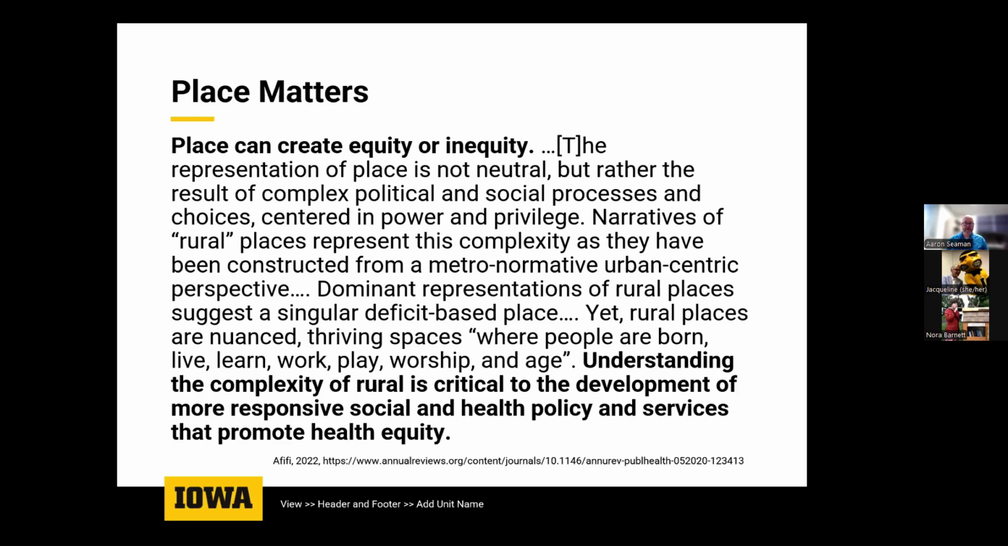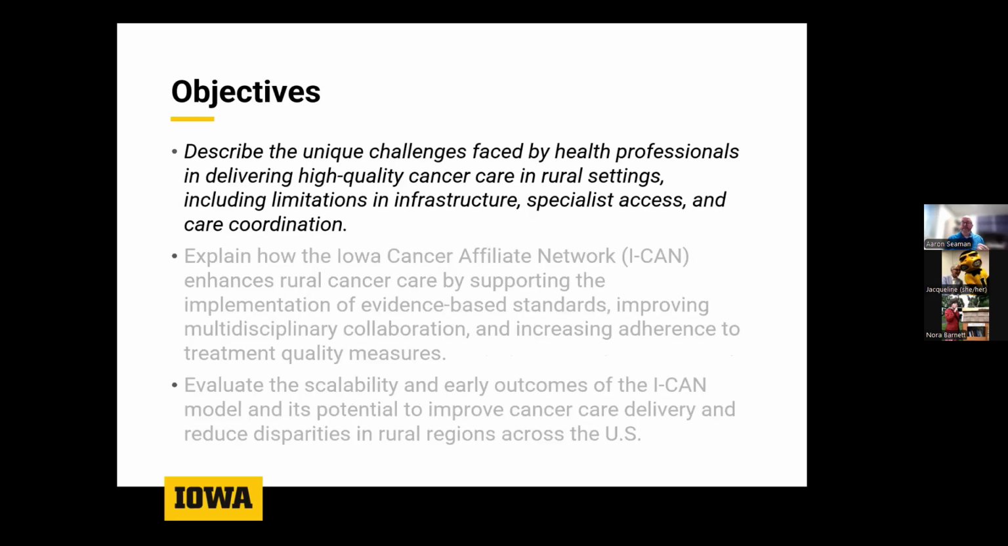And I start with that because one of the learning objectives for today, as we just noted, was to describe the unique challenges. And while it is true that we'll discuss some real challenges for rural communities and those who serve them in terms of cancer disparities and the work to provide comprehensive cancer care, I also call upon us to remember that the solutions are fundamentally rooted in rural strengths, in the resourcefulness and creativity of rural providers, and that it is this strength and creativity that network models such as the Iowa Cancer Affiliate Network look to support and enhance.